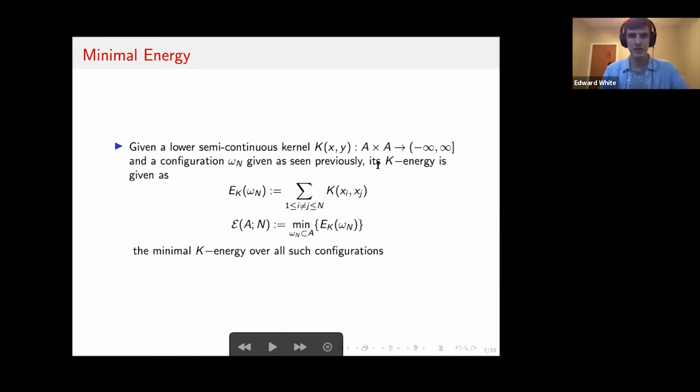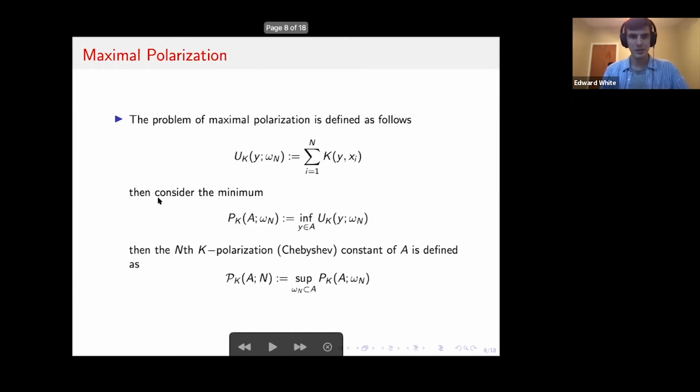So this sort of picks up the idea of a best packing with a kernel. And if you make that kernel very strongly repulsive, then you would get a best packing. The similar idea to covering is encapsulated by the maximal polarization, which takes the following.